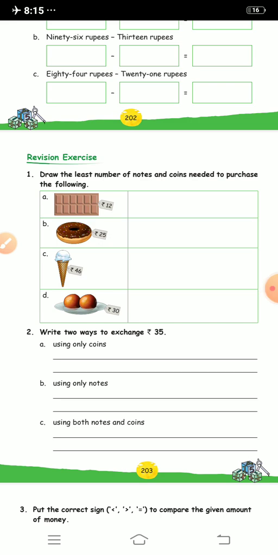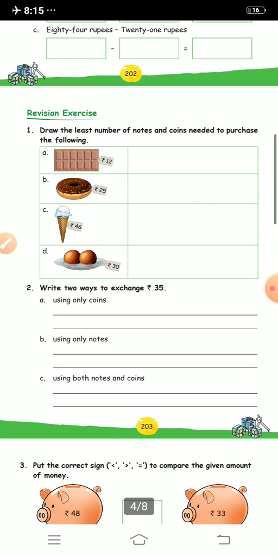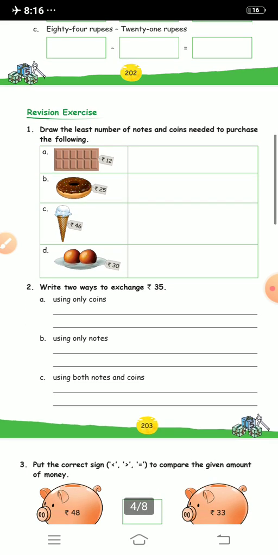So children, today we are going to do the revision exercise of the chapter Money. First one is that you have to draw the least number of notes and coins needed to purchase the following. You have to draw the least number, the minimum notes.